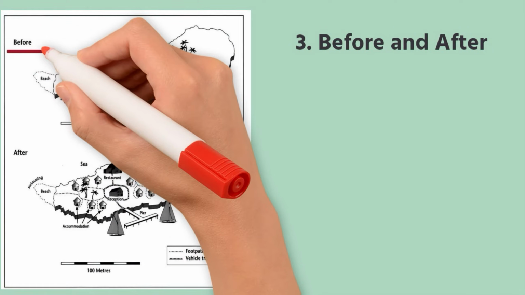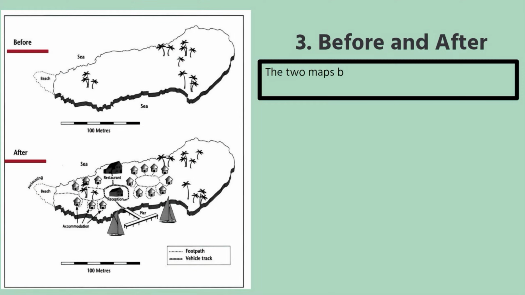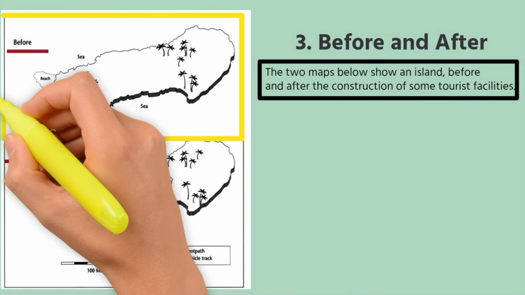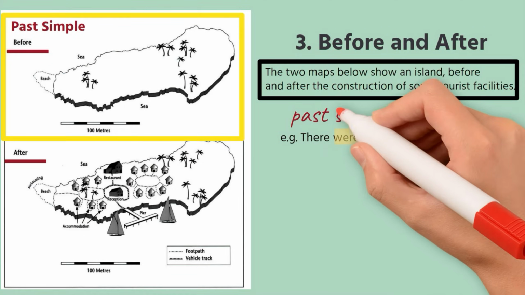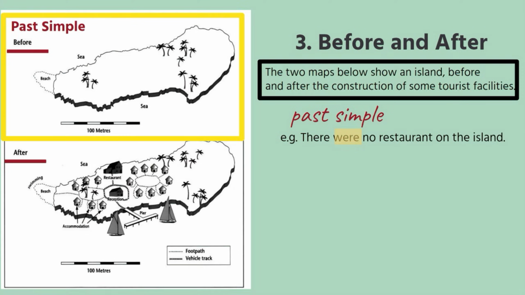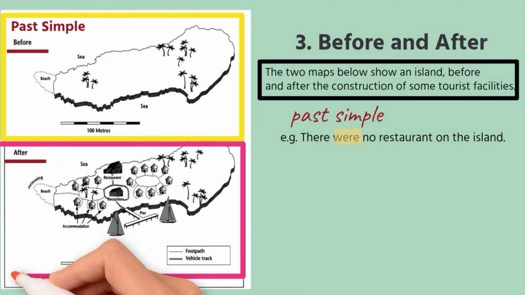Third, before and after. It means one diagram of before, one of after. For instance, the 2 maps below show an island before and after the construction of some tourist facilities. The first map is a map of the island before tourism construction. So we can describe what the island used to look like with past simple. For example, there were no restaurants on the island. Here were past simple.